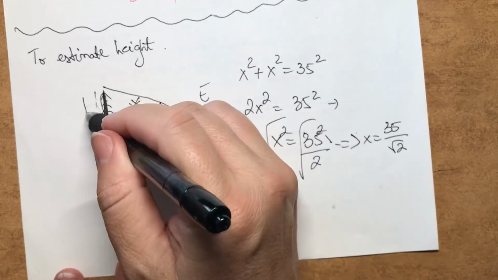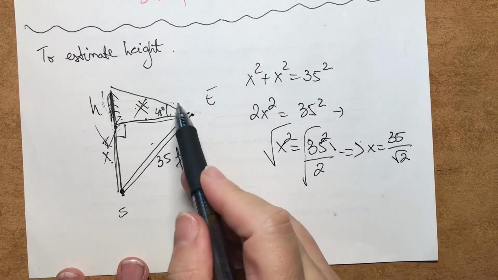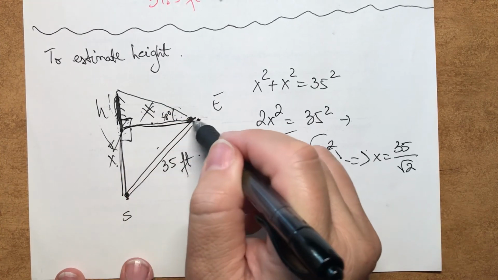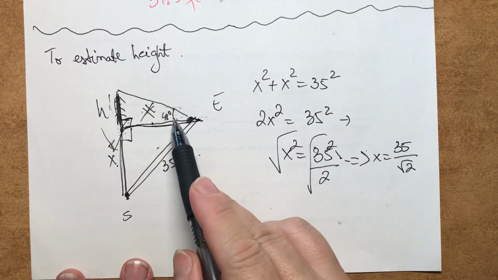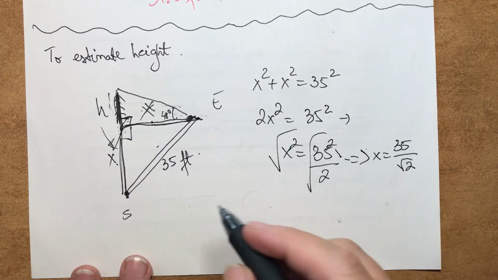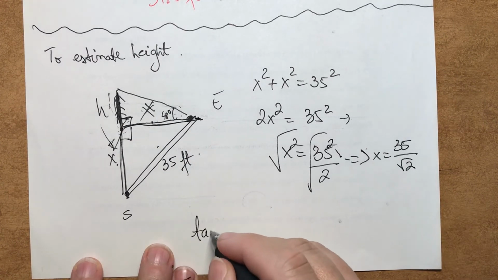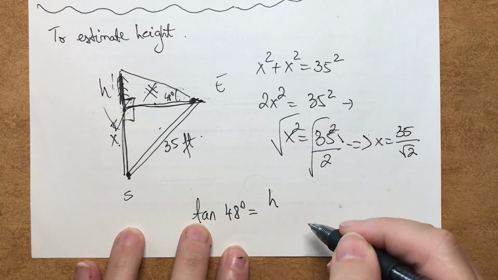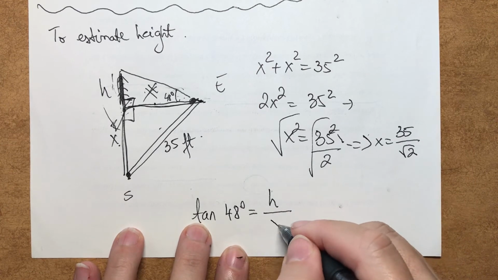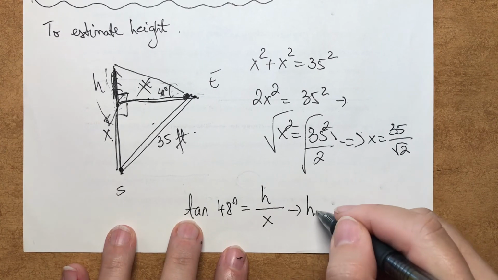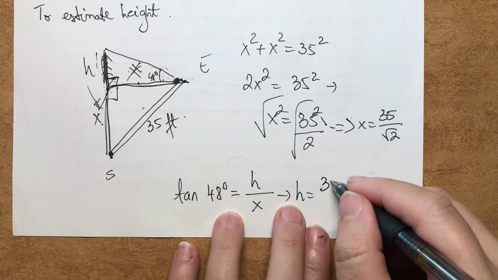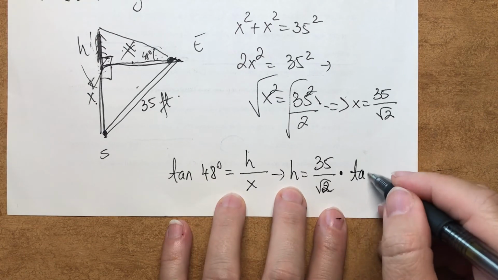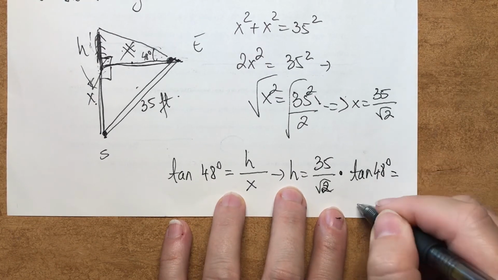Now how could I find the height of this tree? No problem. I know this angle is 48 degrees. So one more time. In this triangle, what's going to put together this angle, the adjacent side and the opposite side? It's definitely, again, a tangent, right? So tangent of 48 degrees is the opposite, which is the height of the tree, over the adjacent, which is x. So h, one more time, is going to equal x, which is 35 divided by the square root of 2, times tangent of 48 degrees. Whatever number, again, this comes up to be.